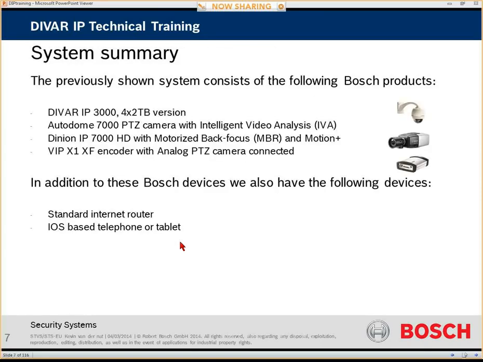Just to give you a brief example of what the products roughly are that we will be using throughout these 2 sessions: a Divar IP 3000, the 4x2 terabyte version, as well as an Autodome 7000 PTZ camera with intelligent video analysis, a Dinion IP 7000 HD with motorized back focus and motion plus, and a VIP X1 XF encoder with an analog PTZ camera connected.